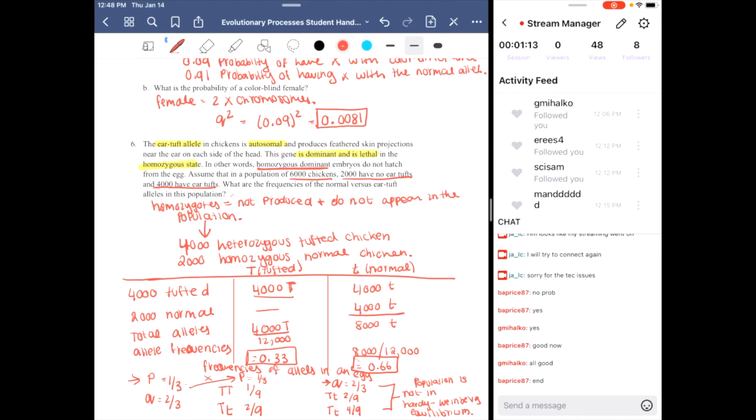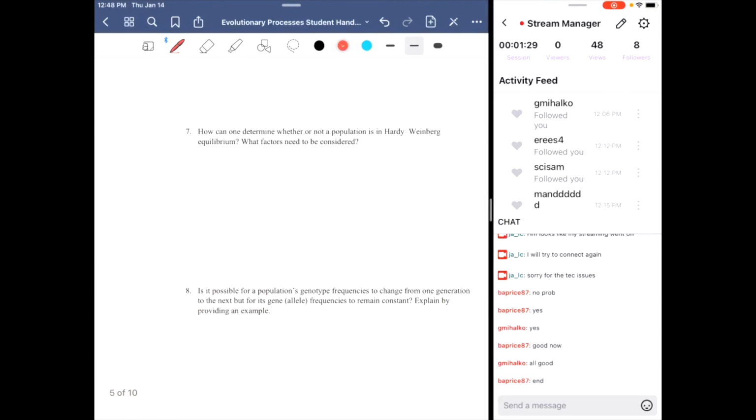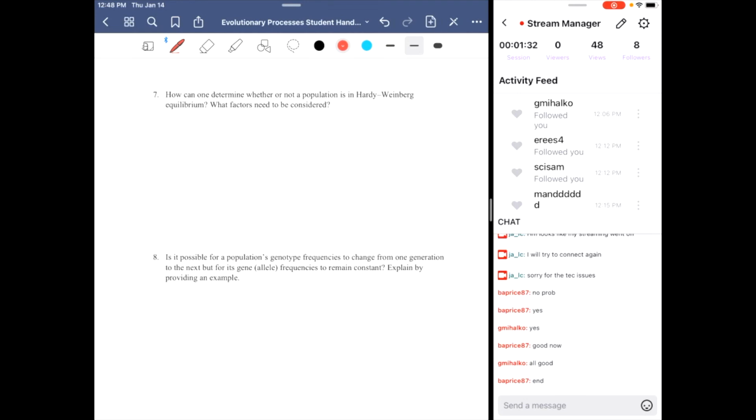Okay, so any questions about question 6? All right, I'm going to go to the next question. We're almost at the end, just 2 more questions. Okay, question 7. How can one determine whether a population is not in Hardy-Weinberg equilibrium, and what factors need to be considered?